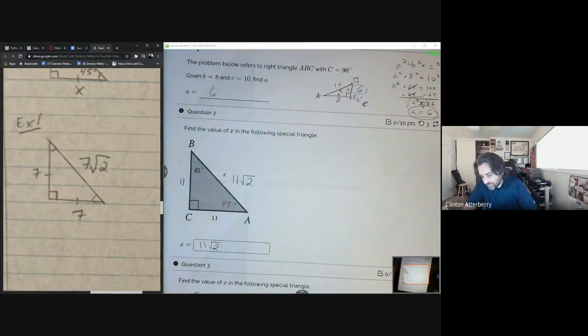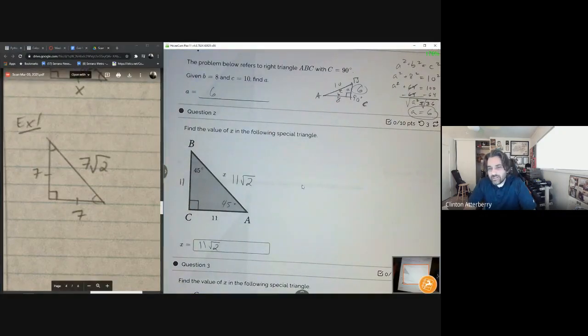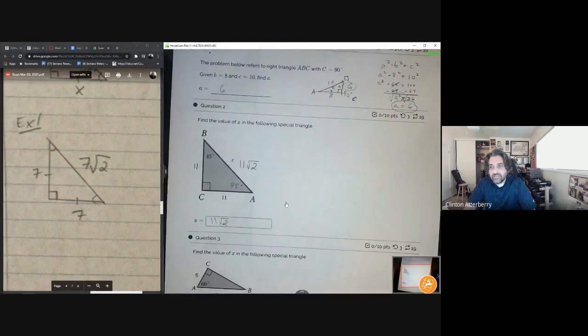Okay, so that's question number 2 for your test. Let's take a look now at question 3, which appears to be a 30, 60, 90 triangle.